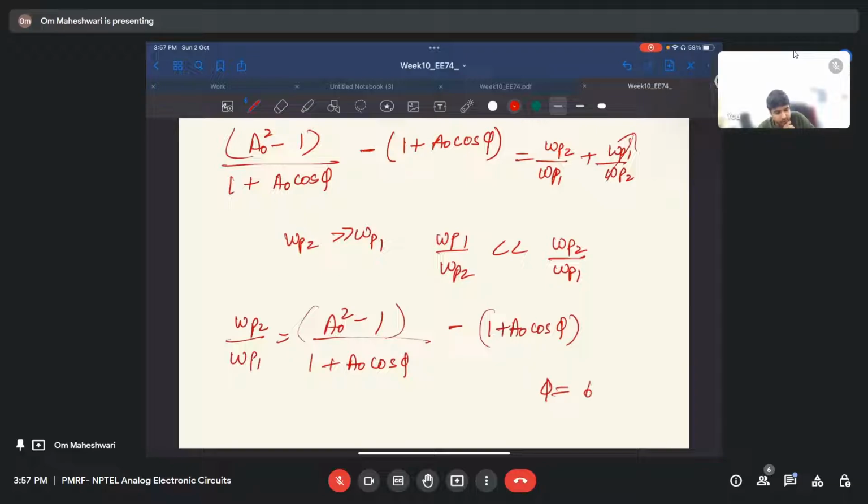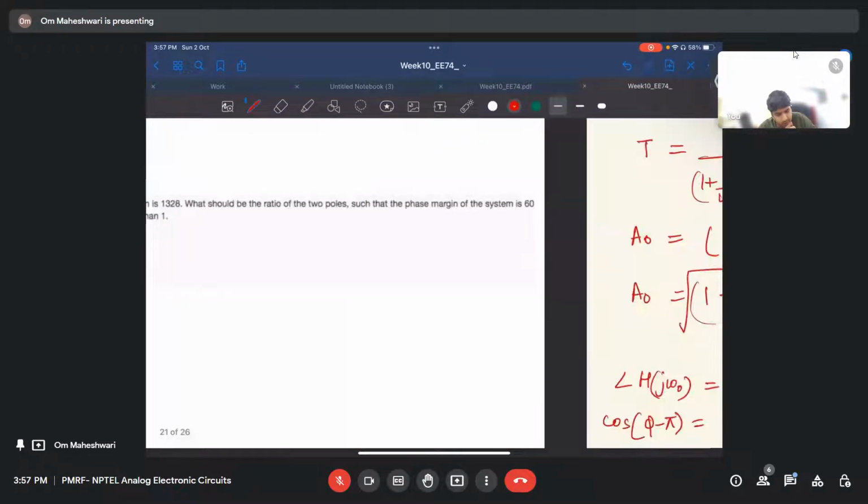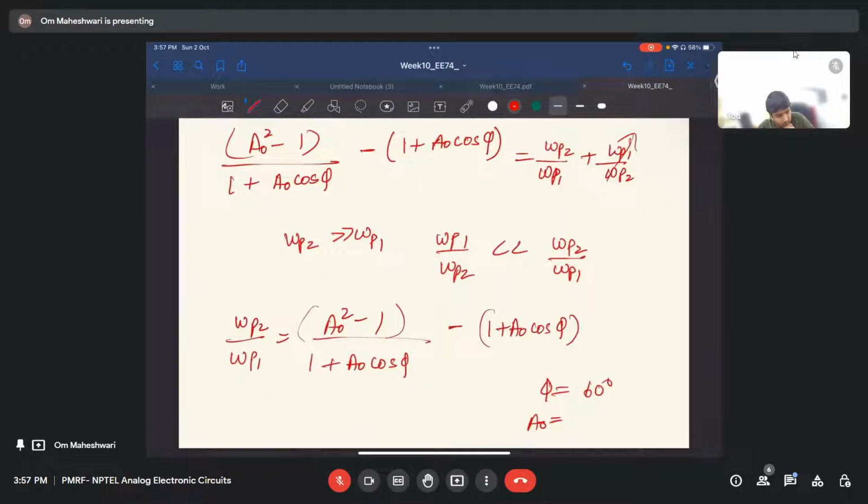Phi we know is given as 60 degrees, and a naught is given as, I think, 1328. If you solve this, you will get the ratio as 1987. That is the answer. Again, the last two questions are fairly mathematical, but they are easy. I'm just doing simple rearrangement. They are not very difficult.